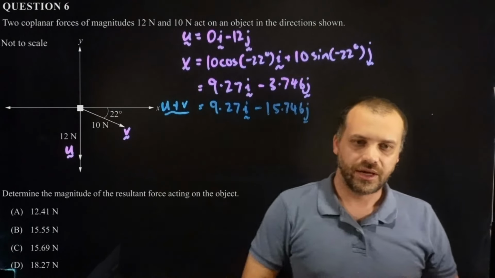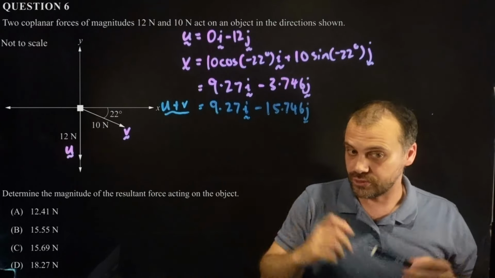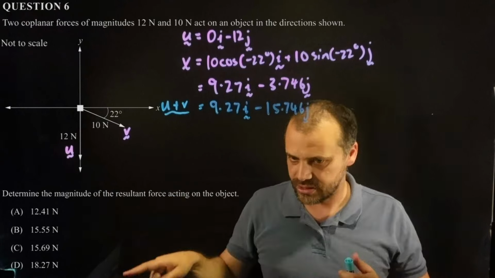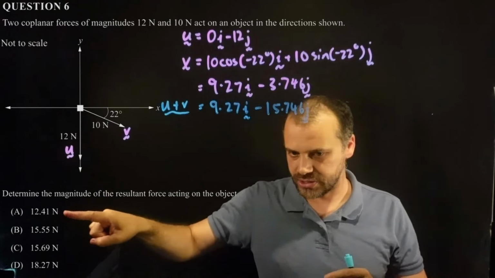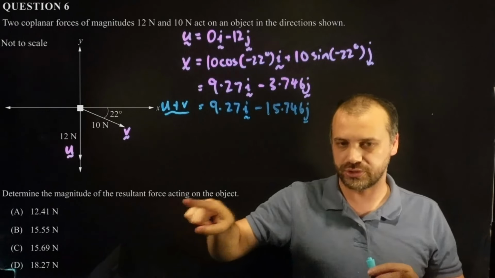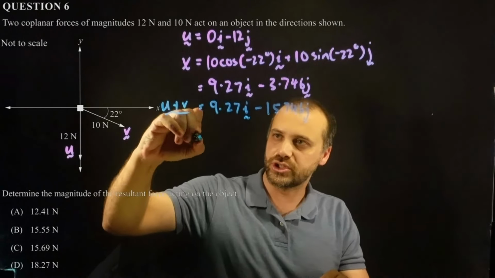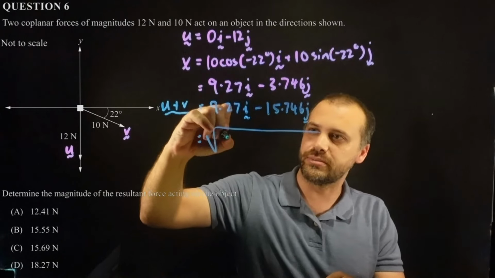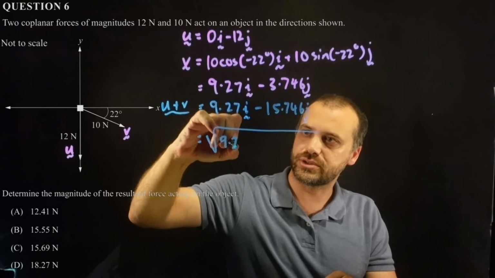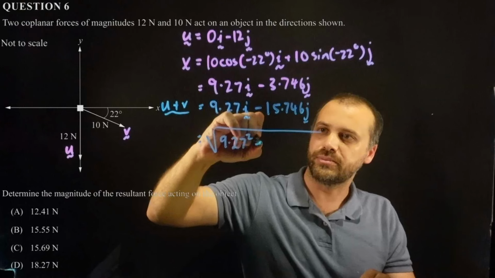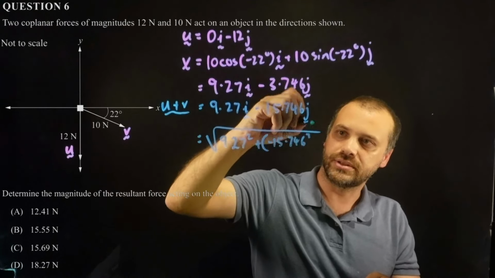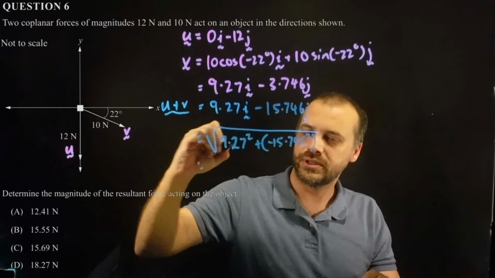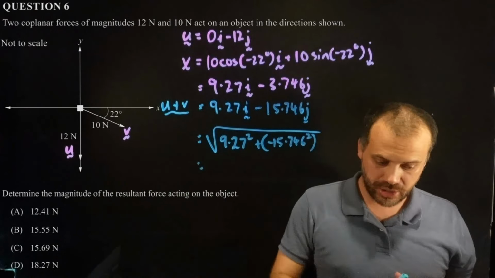Okay, this is the resultant force, and you can see that none of the answers match. Why? Because we weren't asked for the resultant force, we were asked for the magnitude of the resultant force. So to find the magnitude, we're using Pythagoras' theorem, 9.27 squared plus negative 15.746 squared. Type that into your calculator and let's hope we see an answer.